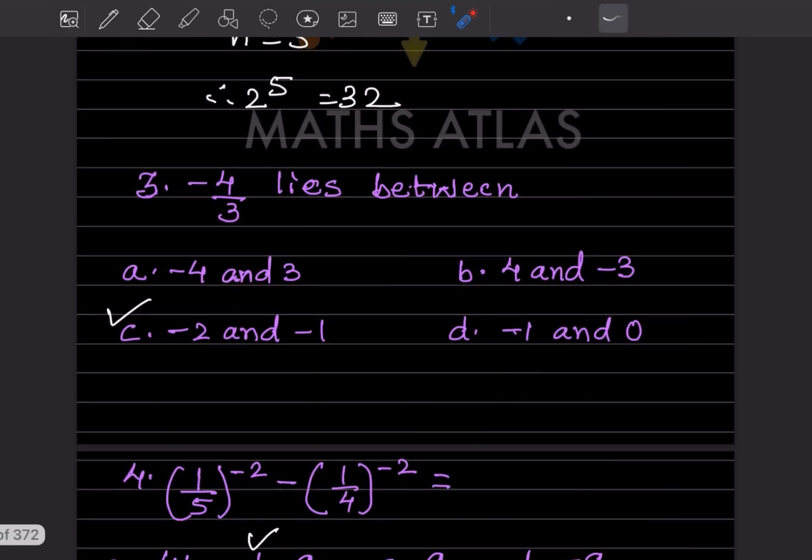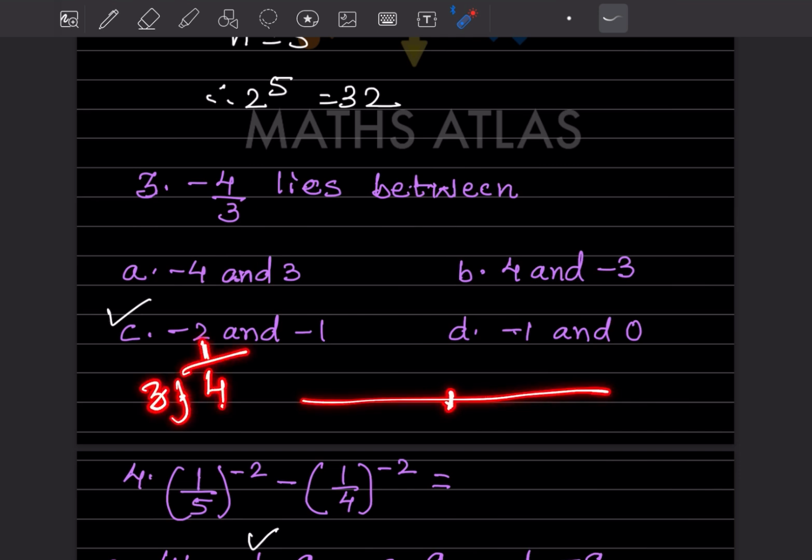Now here they said minus 4 by 3 lies between. This is a number line question. Let us first see 4 by 3. 3 ones are 3, and then 1 remains, so it is going to be more than 1. This will be somewhere on this side, because 0, minus 1, minus 2 will be here, and this side will be all positive.